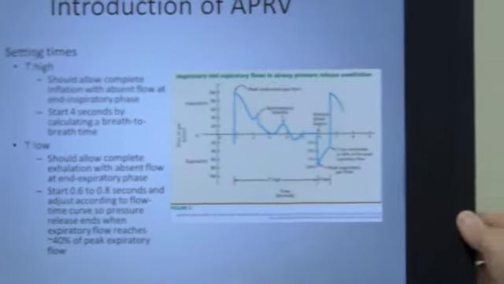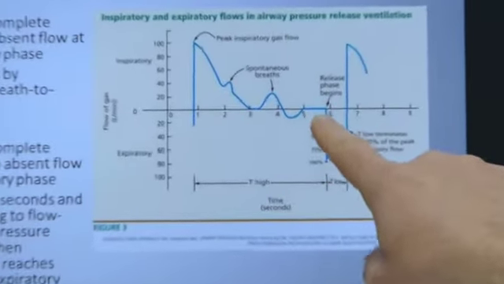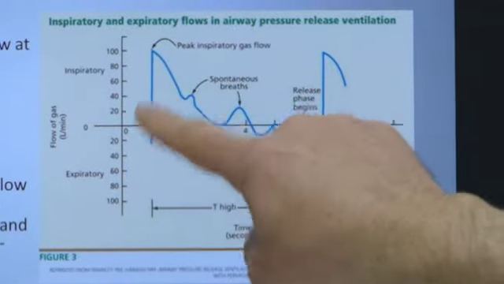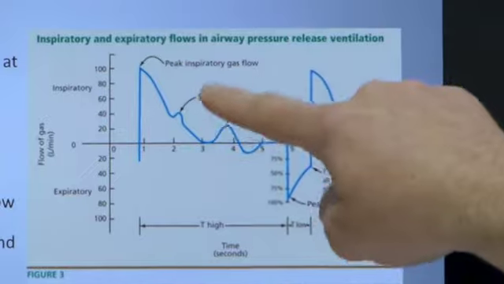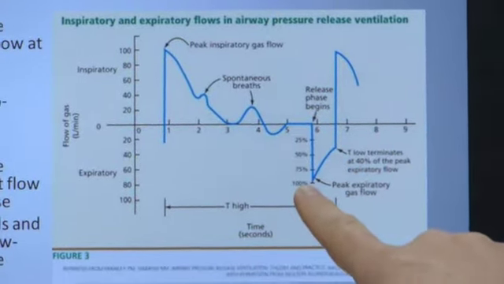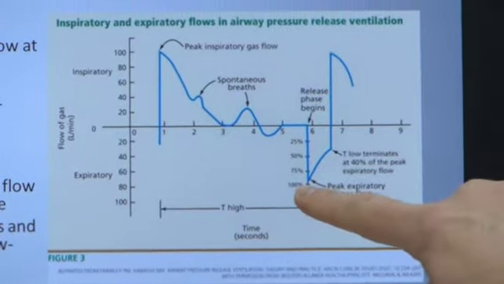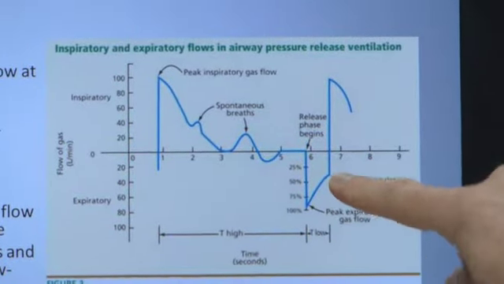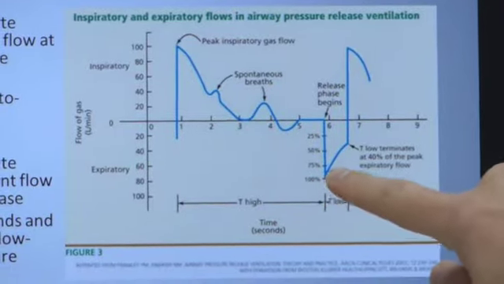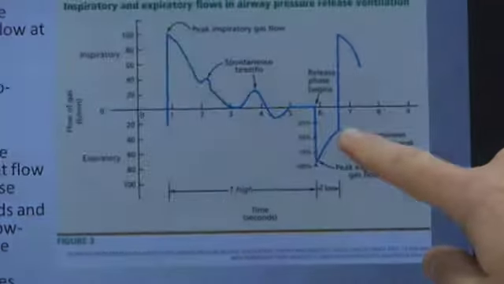And you can see that here. So this is T low. From here to here is T low. From here to here is T high. Right? P high, spontaneous breaths, all the way down, T low, right? And then T low, T low, T low, T low, and then T high, right? And you see, so this is expiration, expiration, expiration, expiration.